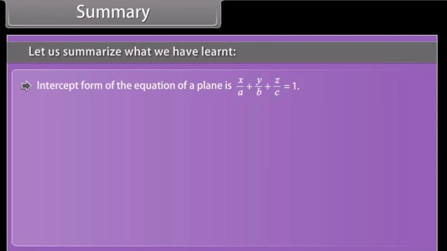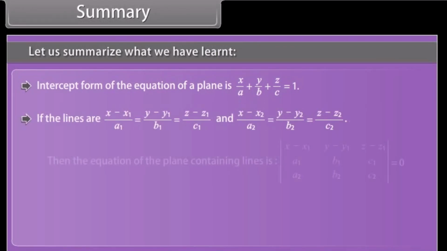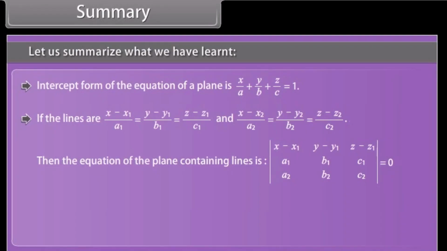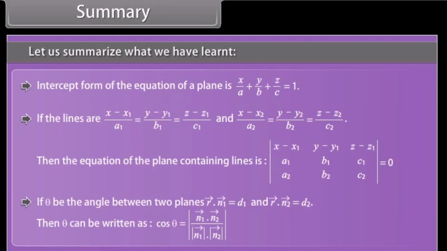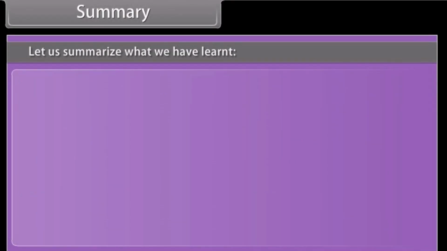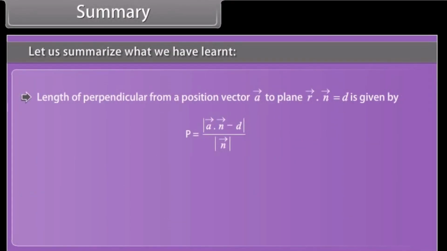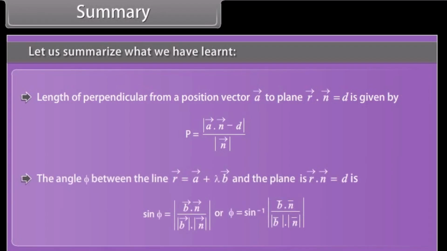Intercept form of the equation of a plane is given by the formula. If the lines are given, then the equation of the plane containing the lines is given by the formula. If theta is the angle between two planes, then theta can be written by the formula. The length of perpendicular from a position vector A to the plane is given by the formula, and the angle phi between the line and the plane is given by the formula.